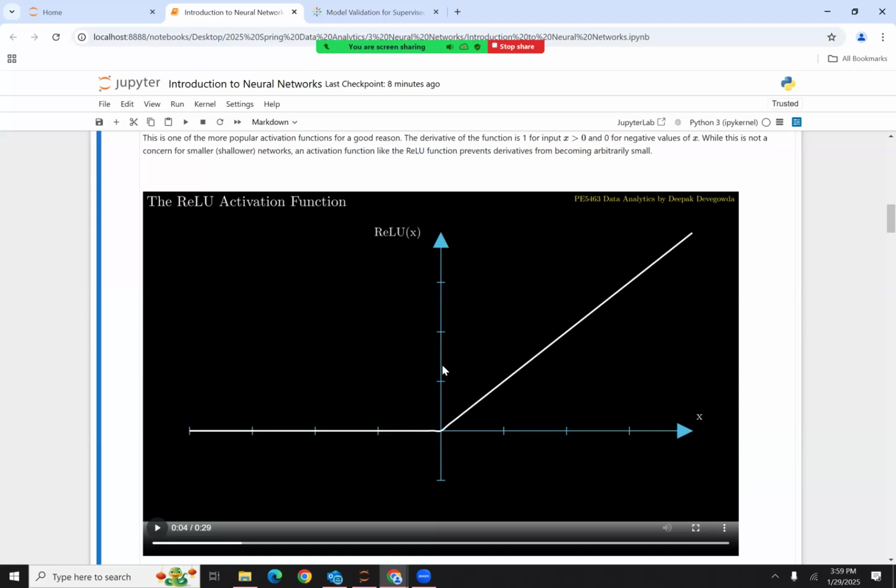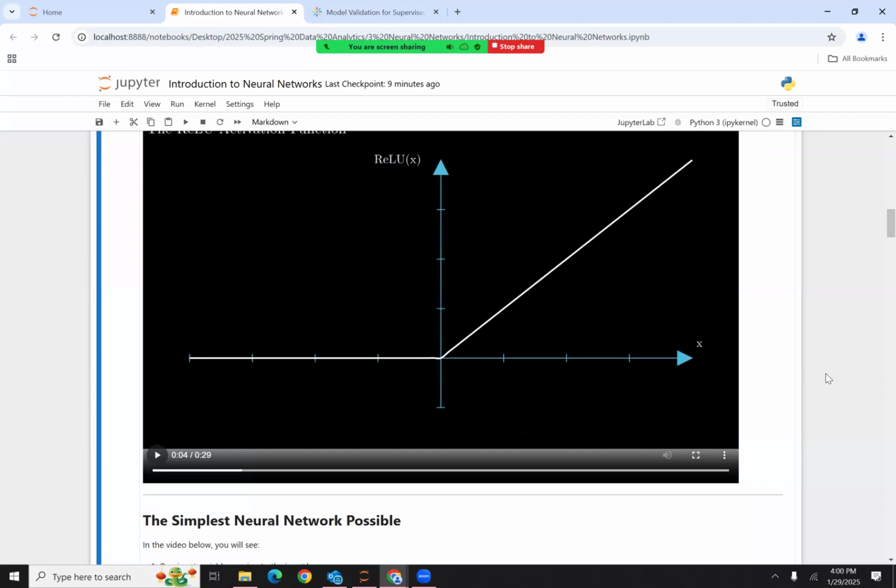The second reason why the RELU function is very popular, and we'll see this later on when we deal with deeper neural networks, is that the gradient or the derivative of the function is nothing but 1 when x is positive. It's 0 when x is negative. And this has important implications when we deal with very deep neural networks. But before we jump into very deep neural networks, let's look at the architecture of the simplest neural network possible.